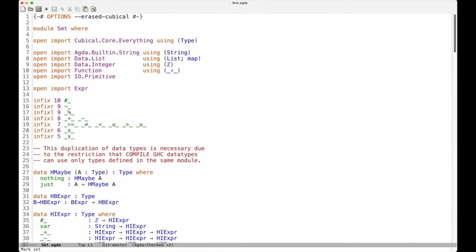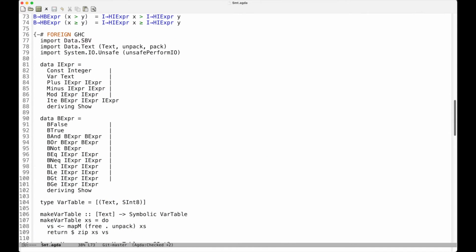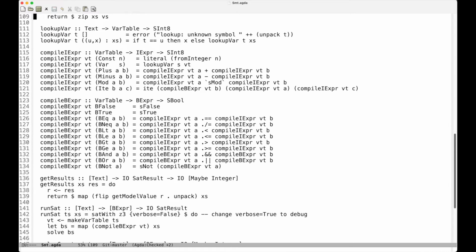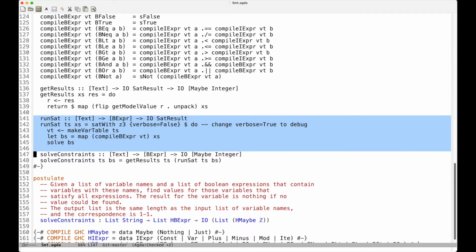Finally, there's an interface to the SMT solver, which translates the structure into its equivalent Haskell version. And in this case, it compiles down to symbolic integers and symbolic booleans, which can be evaluated by the SMT solver. We can then run the solver and try to solve for any unknown variables.